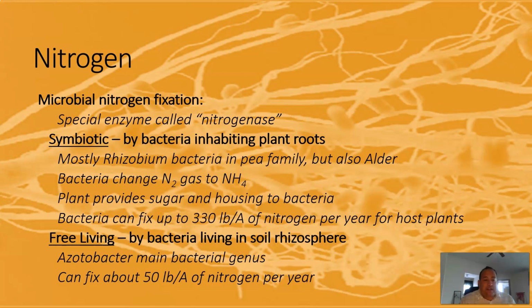The plant, in exchange, because it's a symbiotic relationship, is going to provide sugar and a place for that bacteria to live. And the bacteria can fix up to 330 pounds per acre of nitrogen per year for a host plant. So that's the symbiotic version. The free living version is bacteria just living in the soil rhizosphere, and those bacteria can fix about 50 pounds per acre of nitrogen per year.